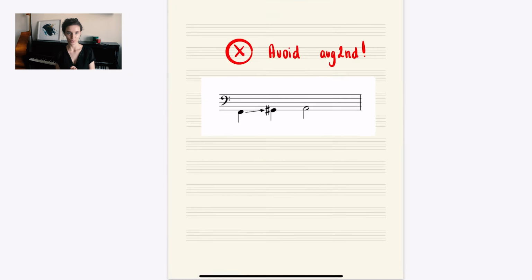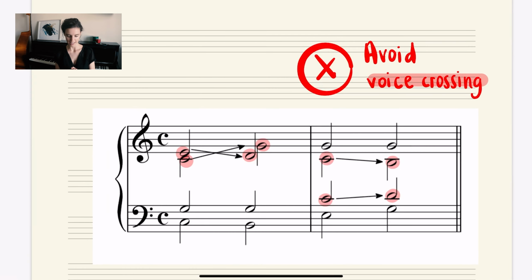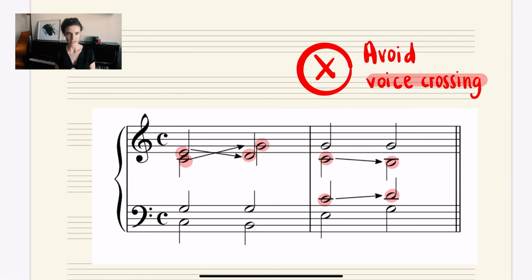The fifth rule of voice leading is avoid voice crossing. Voice crossing is when the voices are not kept in their hierarchical positions. So if the alto moves above the soprano, or the soprano moves below the alto, this is called voice crossing. Avoid voice crossing and always keep the voices in their own hierarchical space.